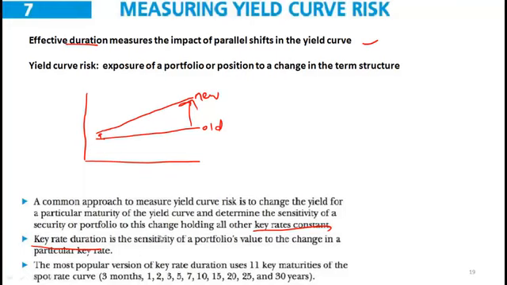Now, can you think of this? You have different rates here, the 6 months rate, the 1 year rate, the 2 year rate, the 5 year rate. Different rates are changing by different amounts. So can we say something like this?